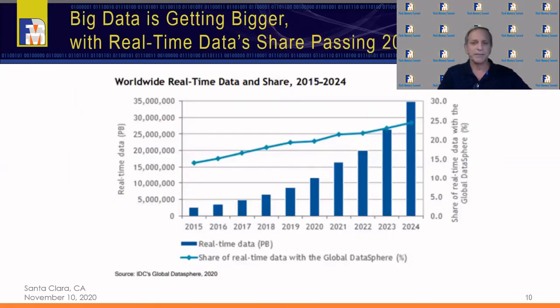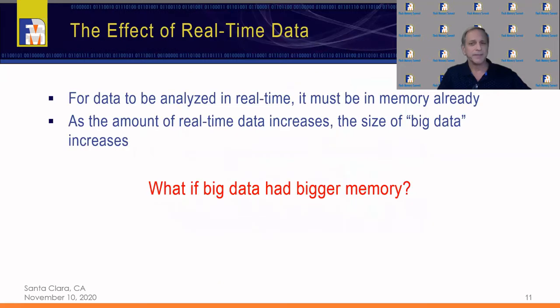IDC has projected the compound annual growth rate of data worldwide will be 26% over the next 4 years. Our data is growing faster than our capacity to store it is growing. Over 20% of the data will be real-time data, data that must be acted on in real time. This can only be addressed in memory. In the remainder of this presentation, we'll set the stage for the answers that the other presenters in this session will provide to the question, what if big data had bigger memory?